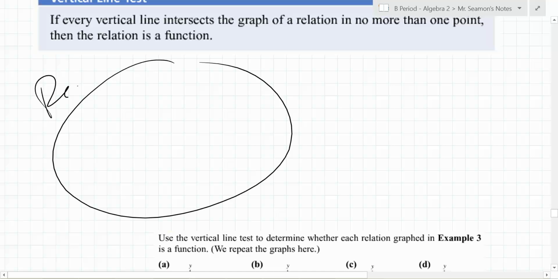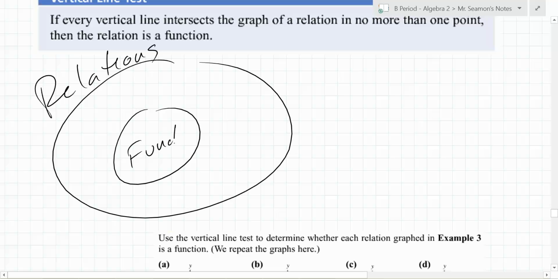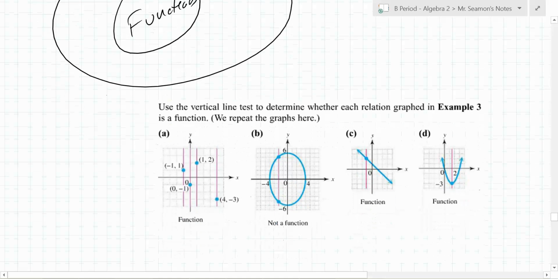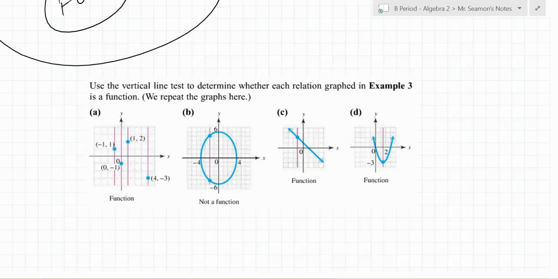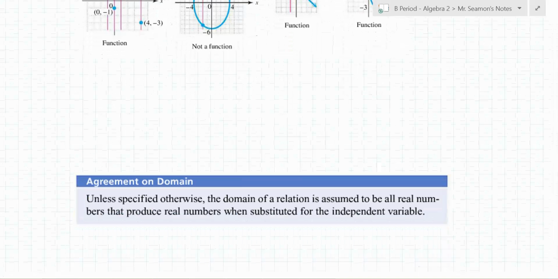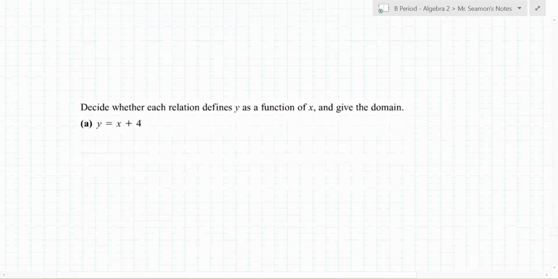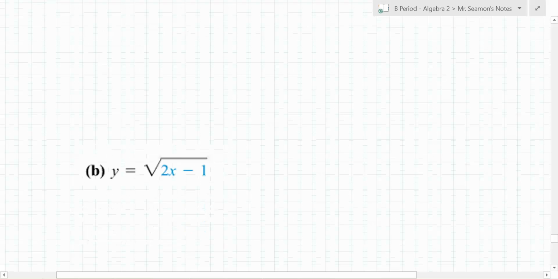Remember what I started off with? Here are relations, and what lives inside the set of relations? Functions. You need to remember that. That's important. So here are some graphs for you. Oh, look, these are the four we just looked at. We decided function, not function, function, function. Exciting.